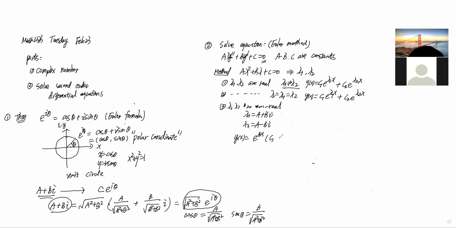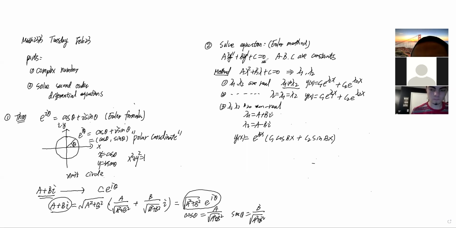y equals e^(ax) times c1 cosine bx plus c2 sine bx. The method is very standard, right? You don't have to rethink it by yourself. Just look at the problem and check what happened. Which case would happen? But for this case, this is only the homogeneous case, right?